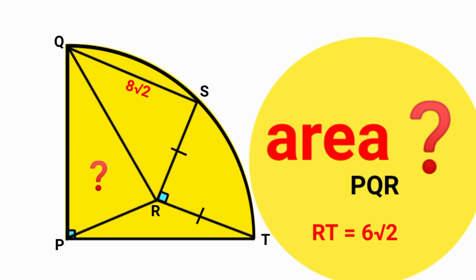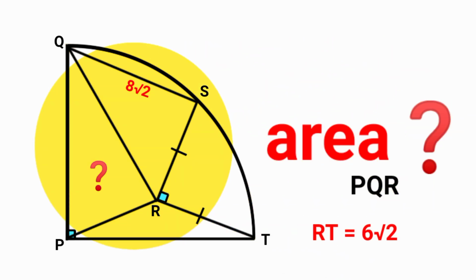We are asked to calculate the area of this triangle PQR. We have the length of this side to be 8 root 2 units. We can see this is a right angle. Here they said line RT is 6 root 2 units. That is, this line RT here is 6 root 2 units in length.